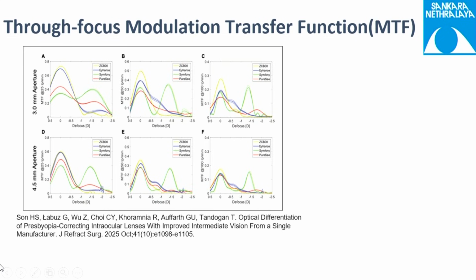So you can see here, the yellow is the Technis. Below that, the blue color is the Eyehance performance, and red is the Pure C, and the green one is the Symphony IOL. Now, can anyone tell me, this is at the 3 millimeter aperture, and this is at the 4 millimeter aperture. Is anything standing out in all 3?